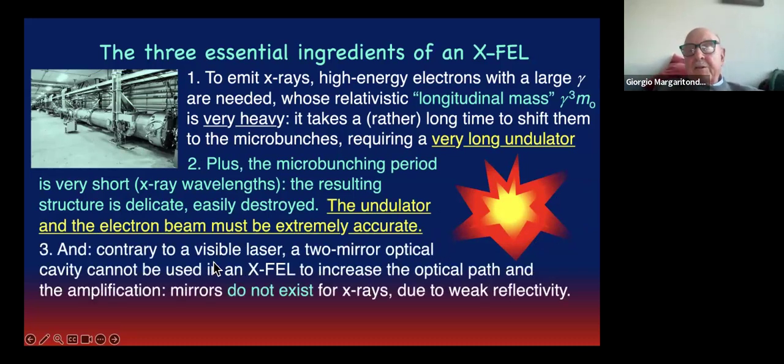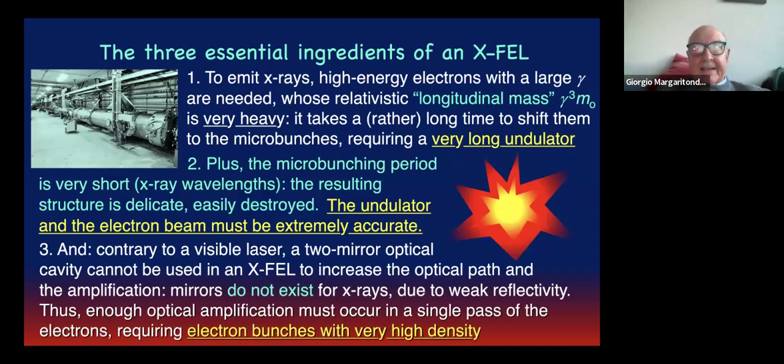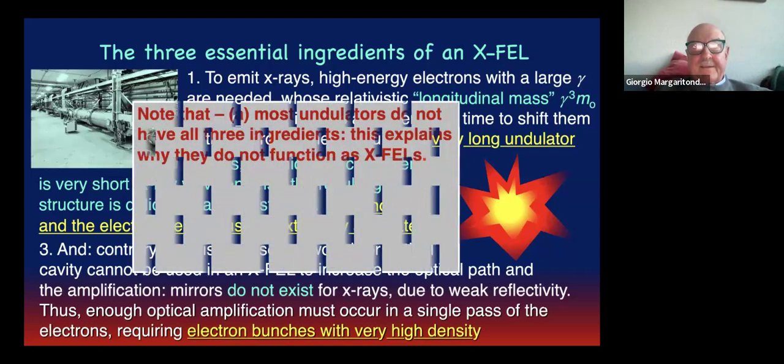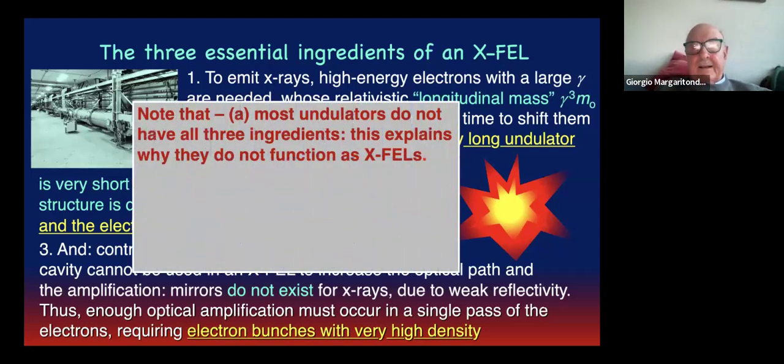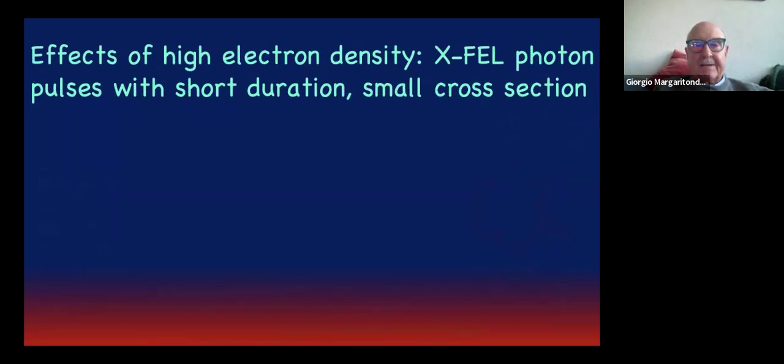Third, can we use an optical cavity? Once again, no, because there are no mirrors for X-rays, which means that whatever is the amplification, it must work in a single pass. Okay, you cannot get a back and forth, all right? And so this means that you have the need for a very high optical amplification, and therefore you need a high density of electrons, okay? And this has consequences. Okay, and I like to skip these comments and go to the consequences.